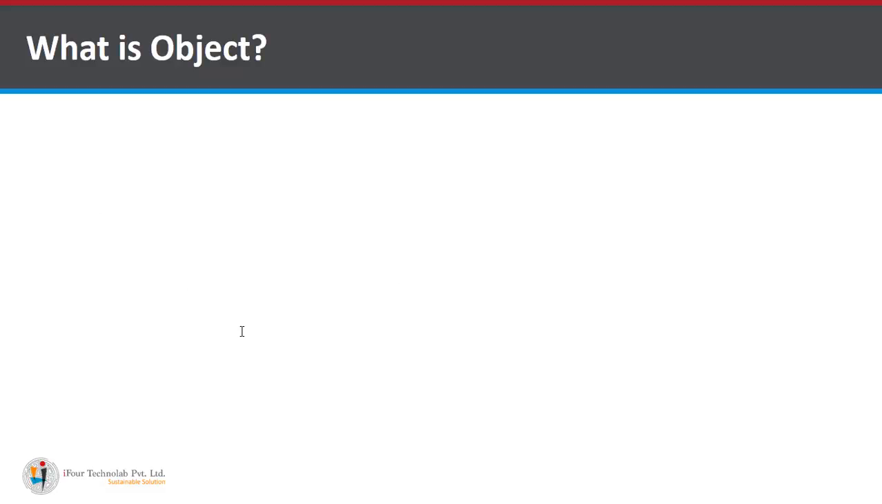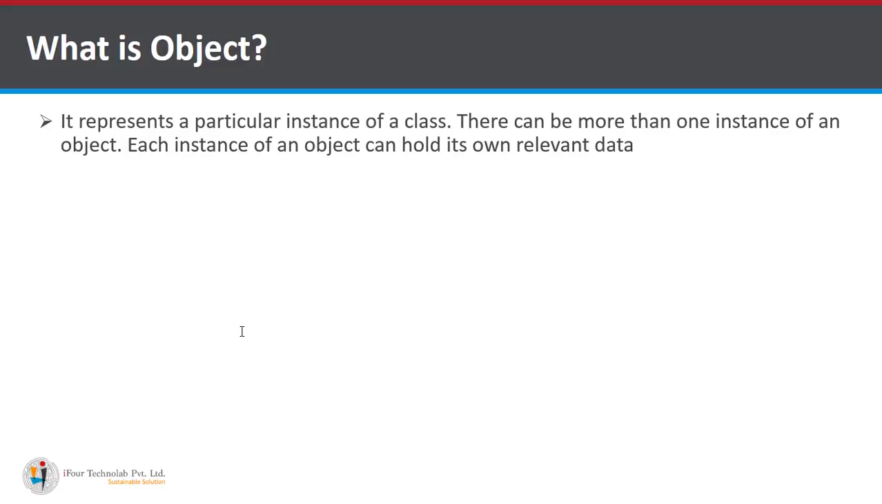So to use the class in multiple forms, we can create objects of classes. So what is an object? It represents a particular instance of a class. There can be more than one instance of an object. Each instance of an object can hold its own relevant data.